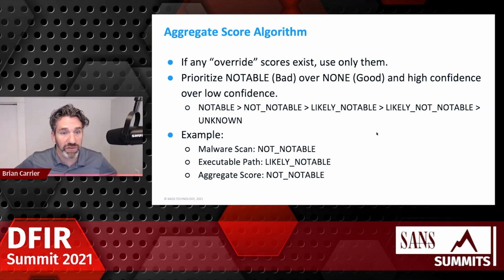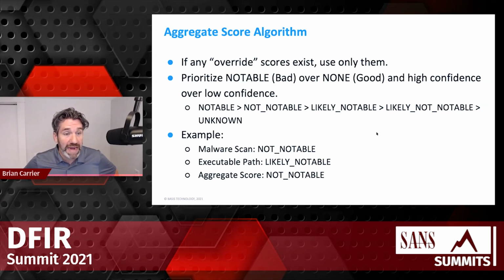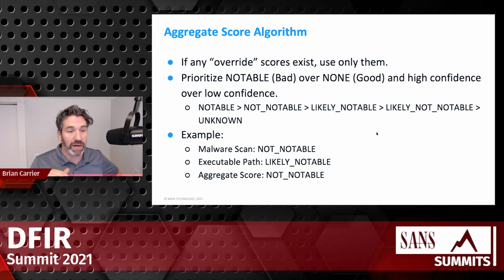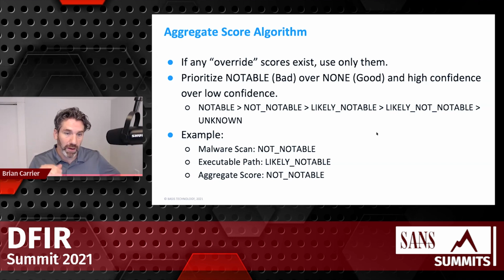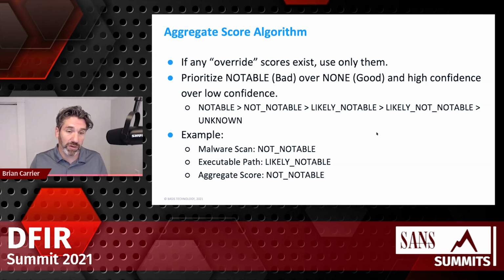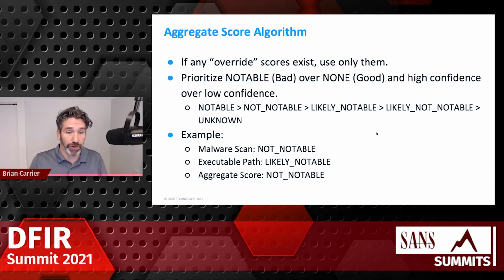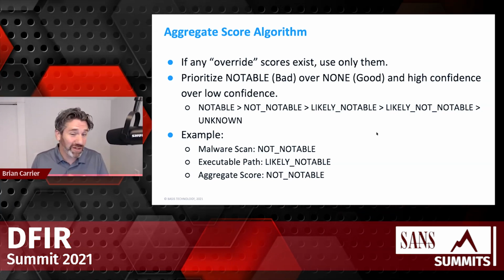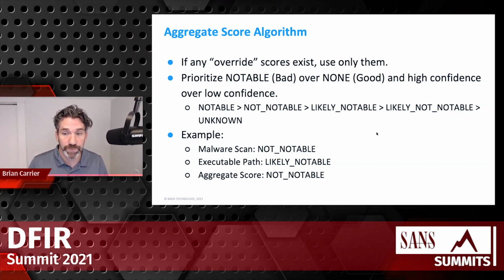So the algorithm is this that we've settled on in the current version. If there are any override scores, then we only use them. If there's any manual override, we ignore all the automation and just focus on the override. Once you have your set of scores, whether they're all overrides or all automated ones, we prioritize bad over good. If any module said this is bad, and another module says good, the fact that someone said it was bad is important, so we want to make sure that's not lost. So bad always overrules good.